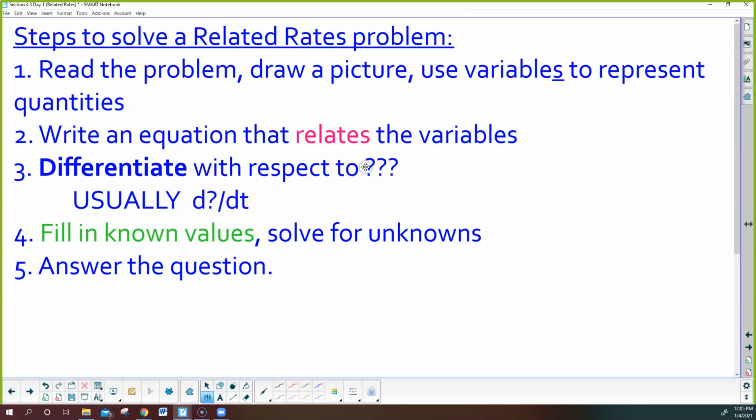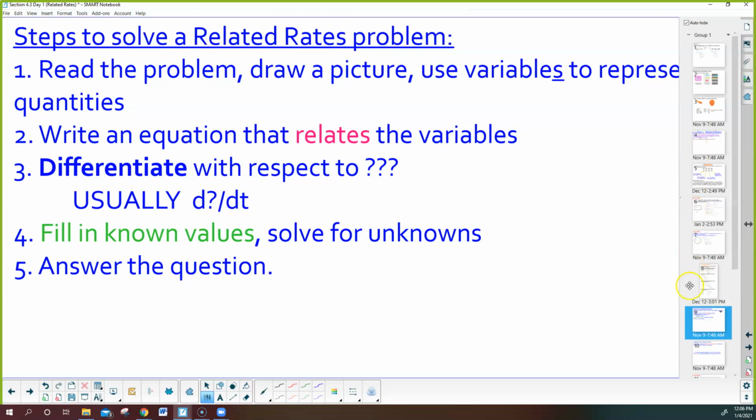We are always going to differentiate with respect to time. I might change that to time if my computer's freezing up. I can't. This should be time because we don't do anything other than time. And then once you take the derivative, that's when your rates appear. Once the rates appear, you can fill in everything you know, and it's algebra from there on out.